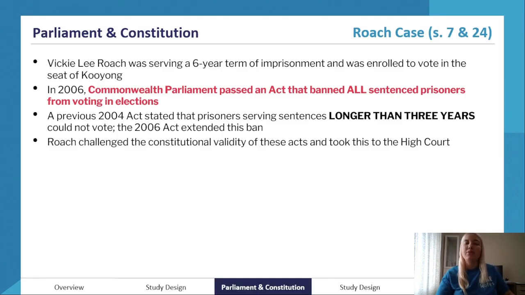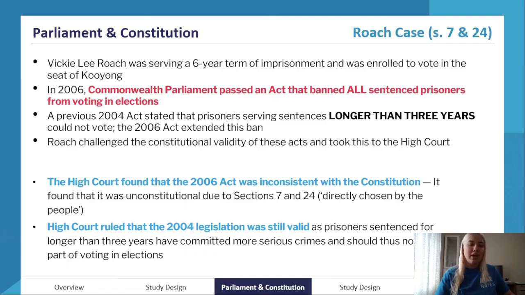Previously, there was a 2004 act that only banned prisoners serving sentences of longer than 3 years from voting. But the 2006 act extended this ban to anyone at all that was in prison. Roche obviously had standing because Roche was directly affected by this law and took this matter to the High Court.